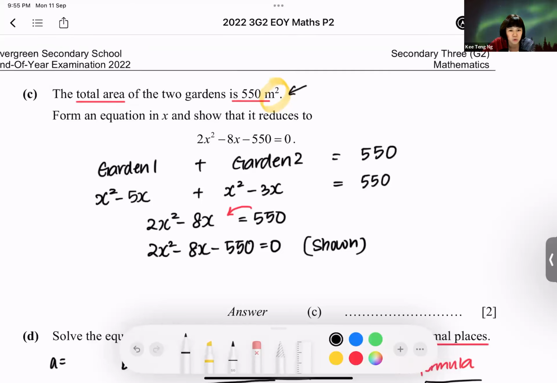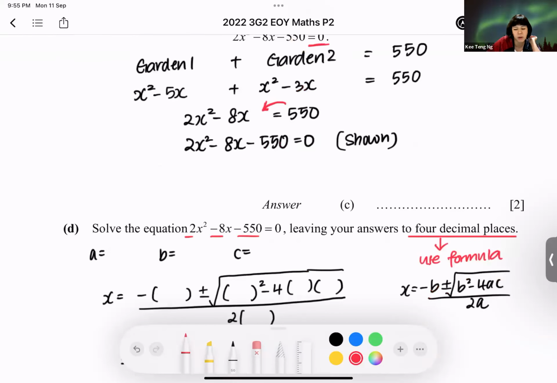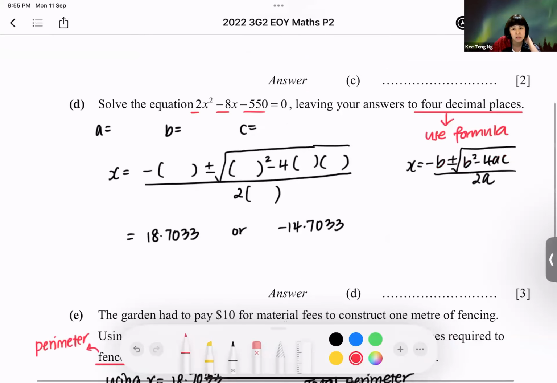So I just switch over x squared minus 5x for the first garden, x squared minus 3x for the second garden, and then total is 550. Right? Then simplifying it, I get x squared minus 8x equals 550. Of course, we want to show that it's equal to 0. Any quadratic equation will make it equal to 0. So shift the 550 over, it becomes negative 550. If let's say I'm not able to do this, I can at least do part D when I solve my formula, right? Solve the equation.